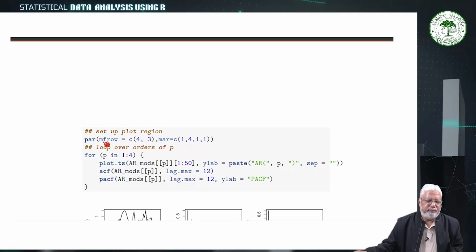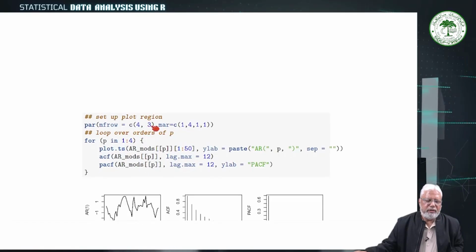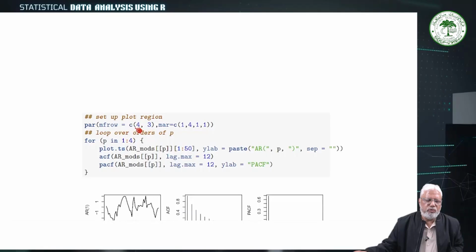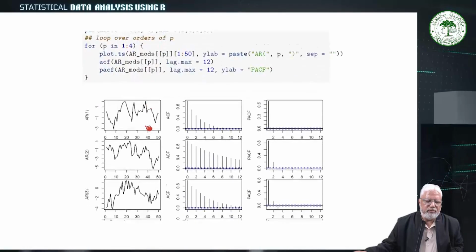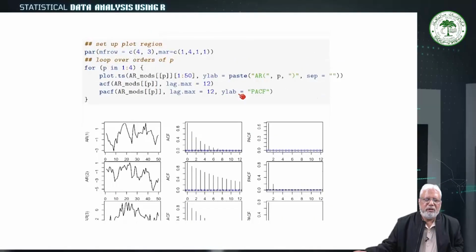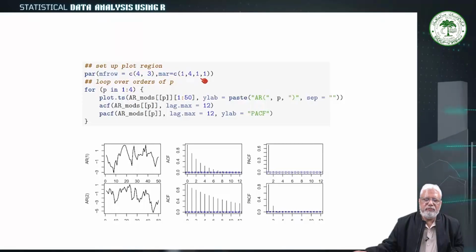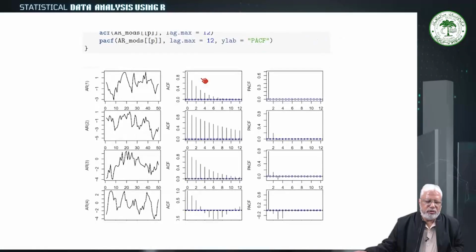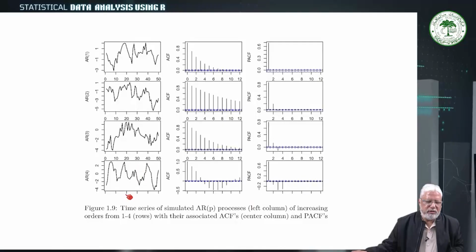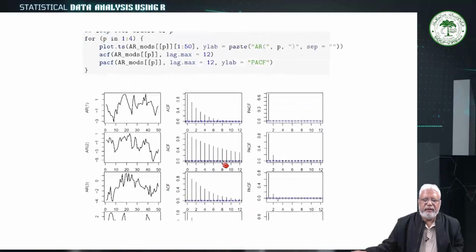Now par(mfrow = c(4,3)) means it is 4 rows and 3 columns. These are the 4 rows and 3 columns. It is because of this mar equal to c(1,4,1,1): the margin on this axis is 1, here it is 4, then 1 and then 1 for each figure.